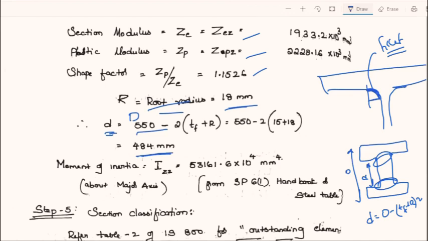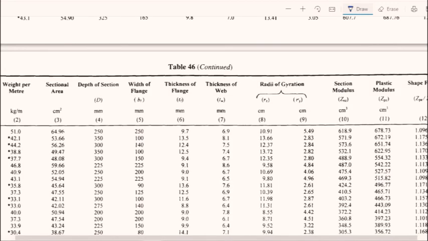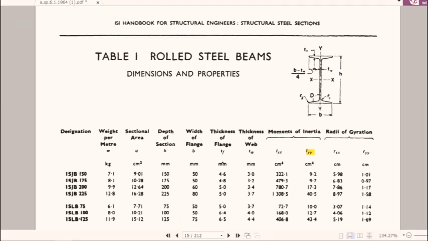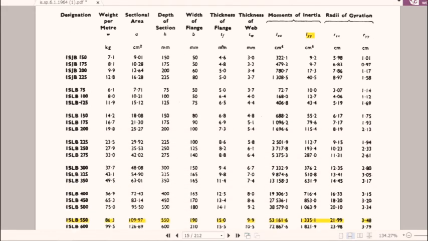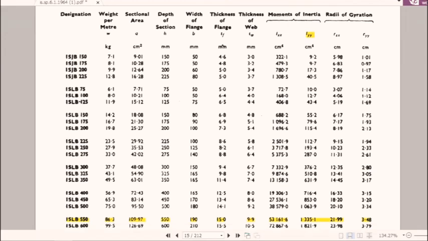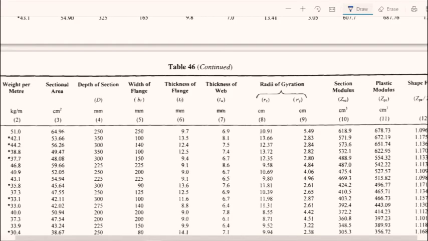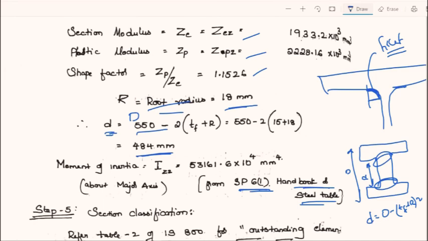And the moment of inertia from the SP 61 handbook or steel table is 53161.6 centimeter power 4. So into 10 to the power of 4, you get it in terms of mm power 4. So that is what I got.